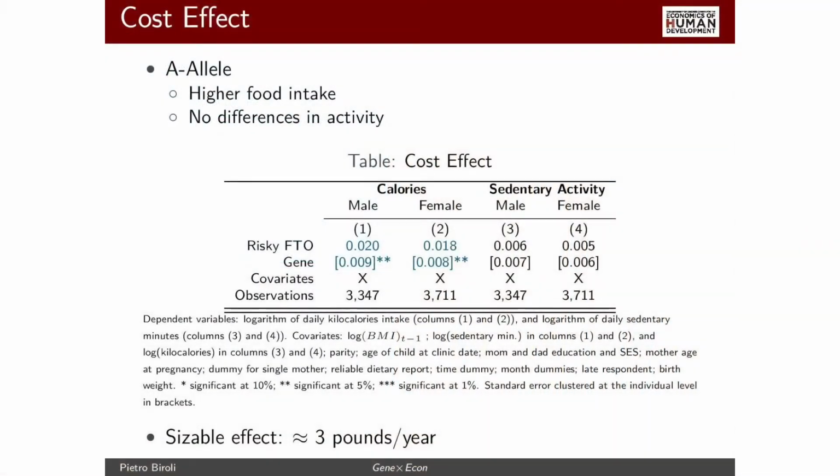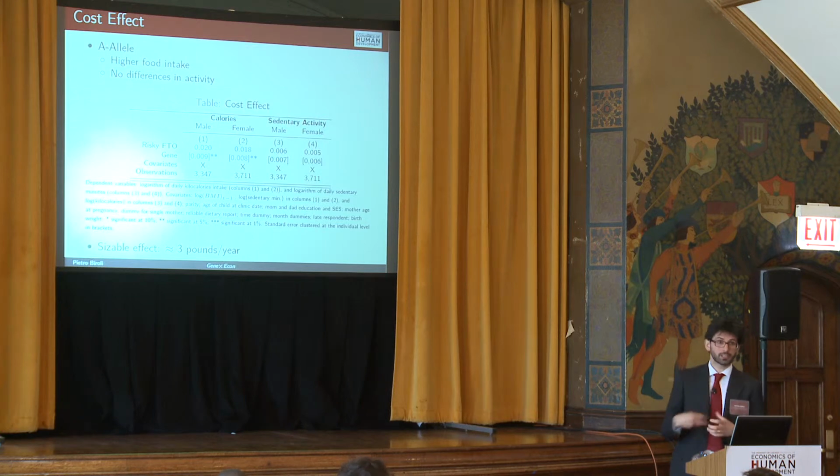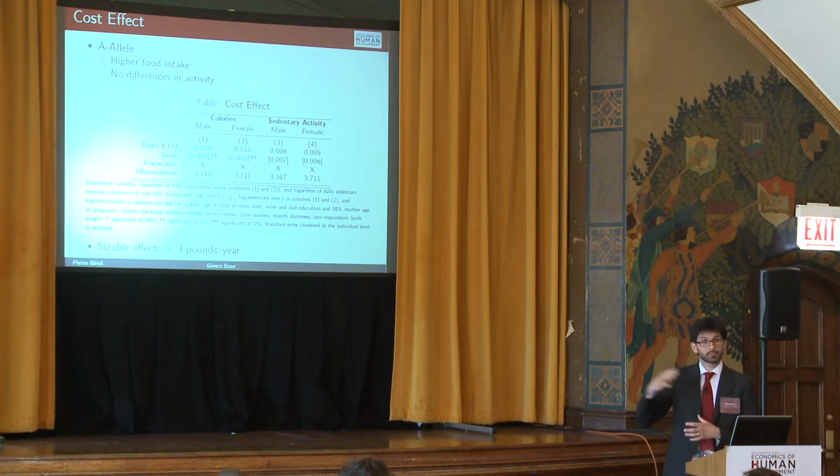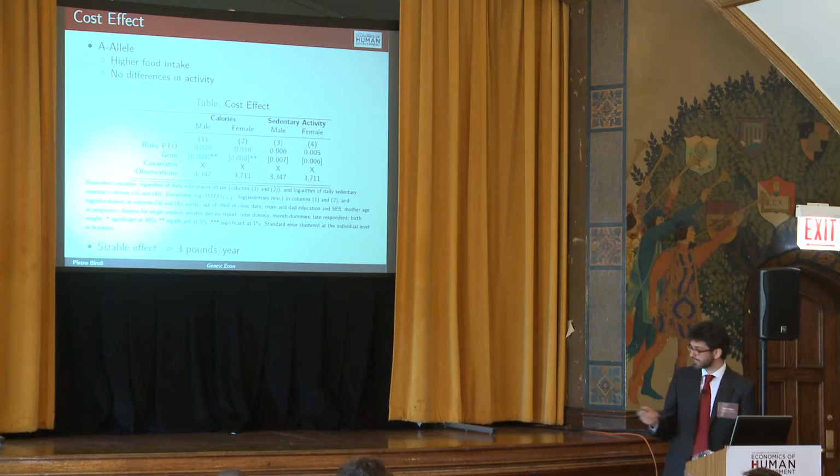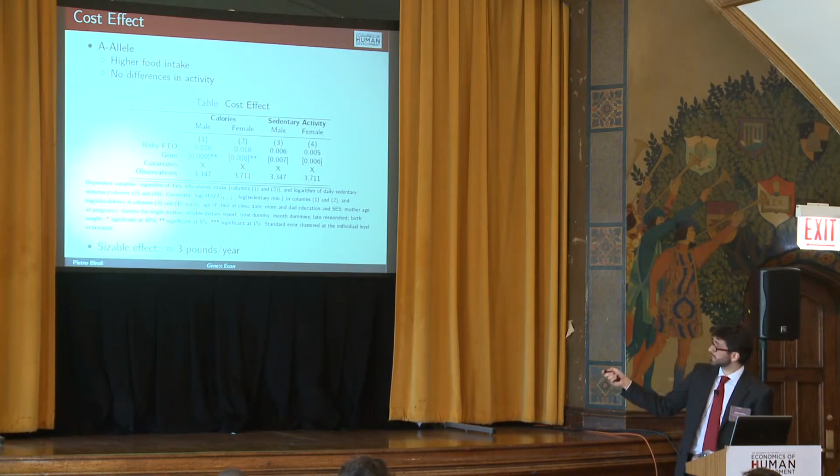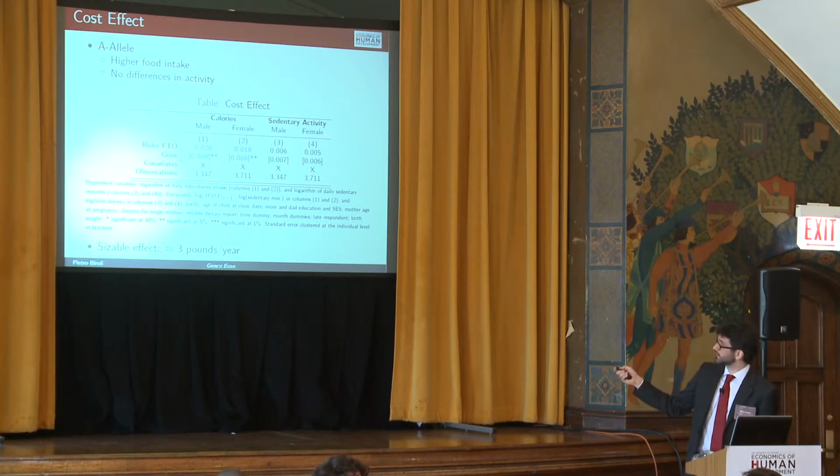The other effect that we're interested in is the cost effect. So we would expect that if it is indeed harder for children to refrain from eating too much, and if there's a higher cost of dieting, then we would observe a higher level of caloric intake for the children who have the risky gene. And indeed, we do find that, both for males and females, even controlling for a lot of observed characteristics and covariates, including their BMI level and the BMI of the mother and other family characteristics, children with the risky genotype tend to eat more calories. But there is no significant difference in their level of sedentary activity.